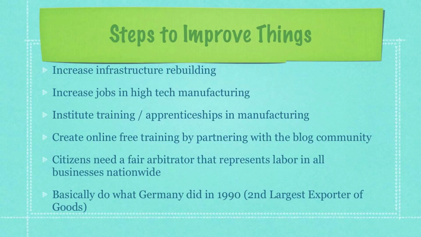Citizens also need a fair arbitrator that is going to represent them in all businesses nationwide, or basically just do what Germany did in 1990. Germany is now the second largest exporter of goods in the world, and they turned their economy around basically by following exactly what the United States did after the Great Depression.